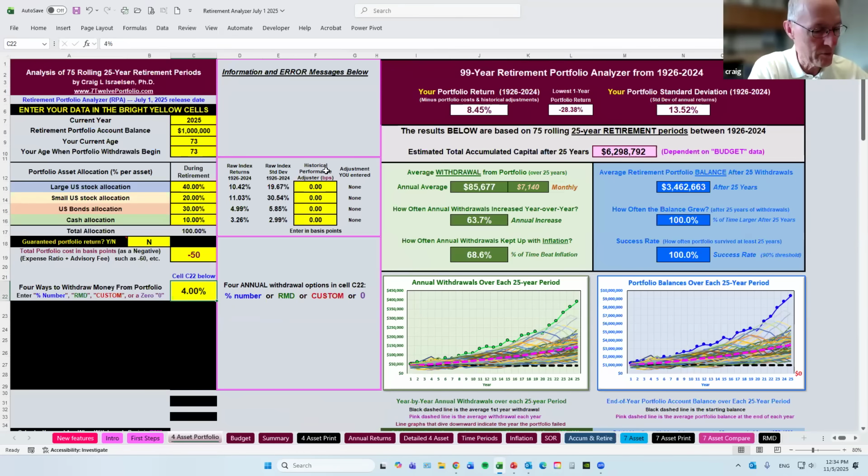I'm going to get a piece of paper, and you don't have to do that, but if you want to follow along, I call this coloring along with Eddie. So we've got a 4% withdrawal rate, and our average withdrawal is, call it, $86,000, so 86K. And our average ending balance is $3.4 million.